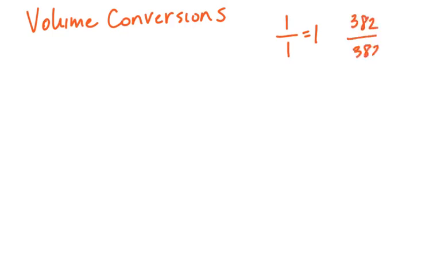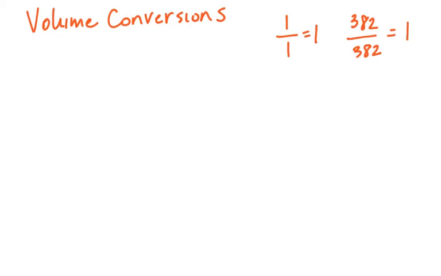So volume conversions. So we've talked a little bit about unit multipliers before, but a unit multiplier, just as a review, is when you take two things that are equal to one another. So I can write any number over another number and it's going to equal 1. I can write 1 over 1. I can write 382 over 382, and those all equal the number 1.